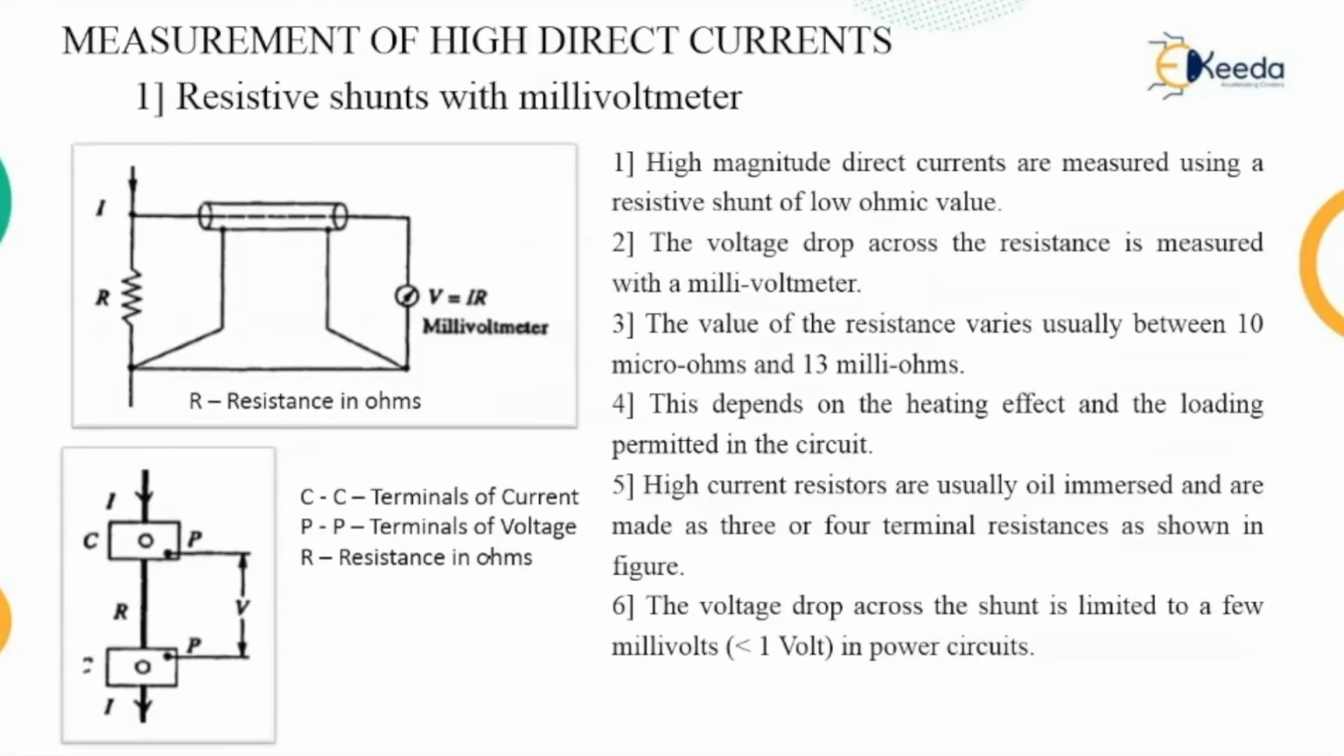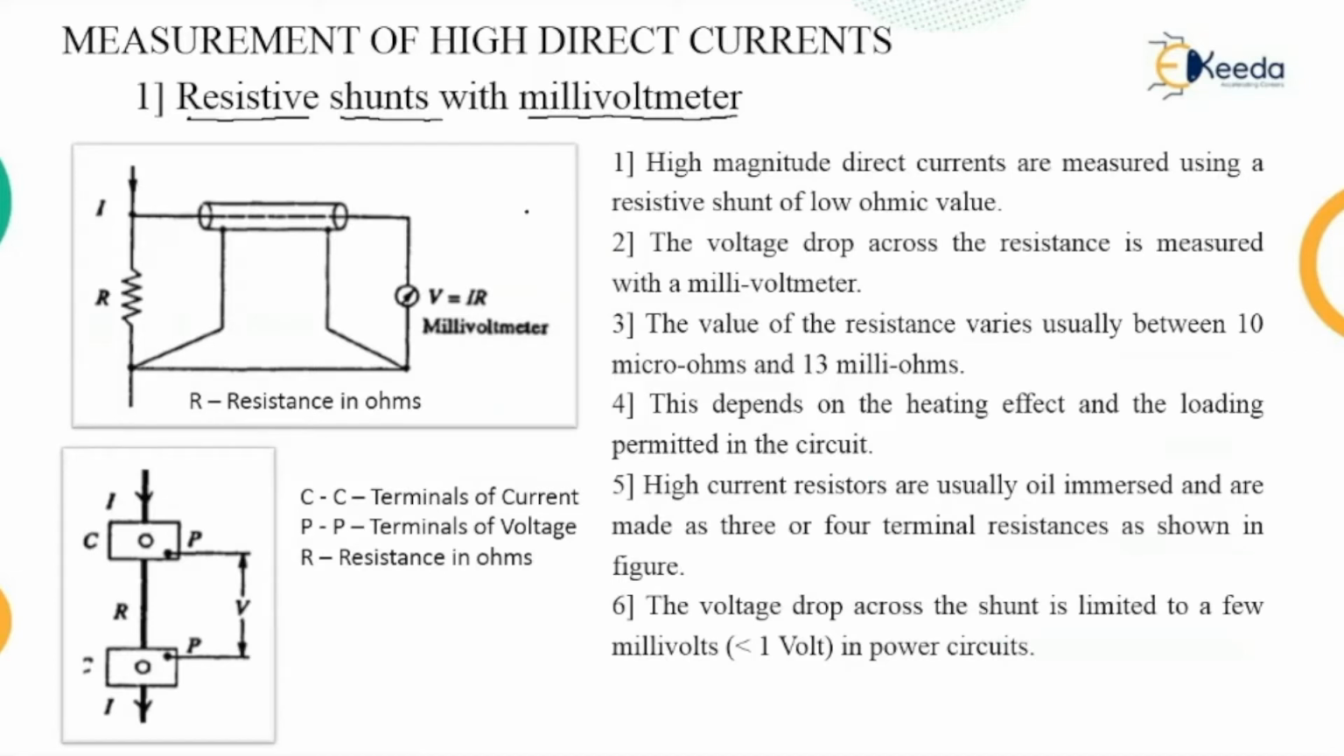Let us start with the first method, measurement of high direct currents, that is DC current. In this, first we'll be discussing the resistive shunt with millivoltmeter. It indicates that a resistance is used, but it is shunt connected with the voltmeter. But that voltmeter is of very low range, that is a millivoltmeter.